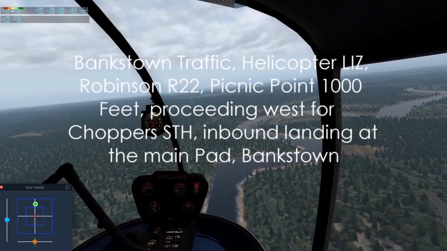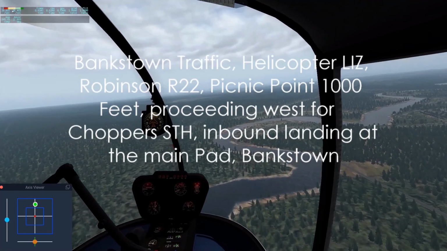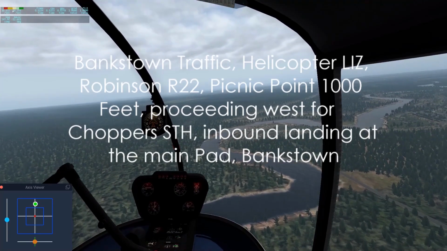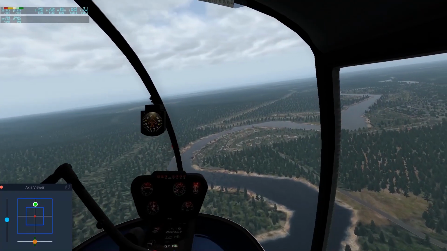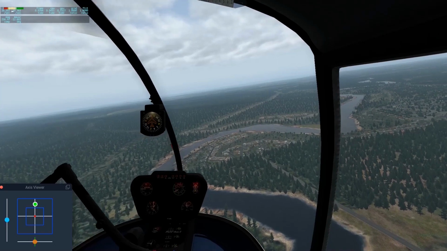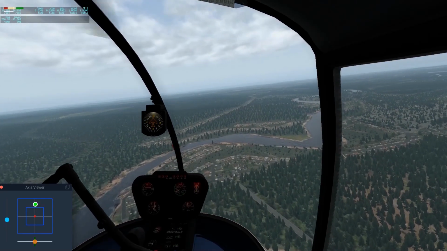Bankstown traffic, helicopter Lima India Zulu, Robinson R22, Picnic Point, 1,000 feet, proceeding west for Chopper South, inbound landing at the main pad, Bankstown. Chopper South is a helicopter approach and departure fix for helicopters that leave Bankstown Airport due south or are arriving from the south for landing.